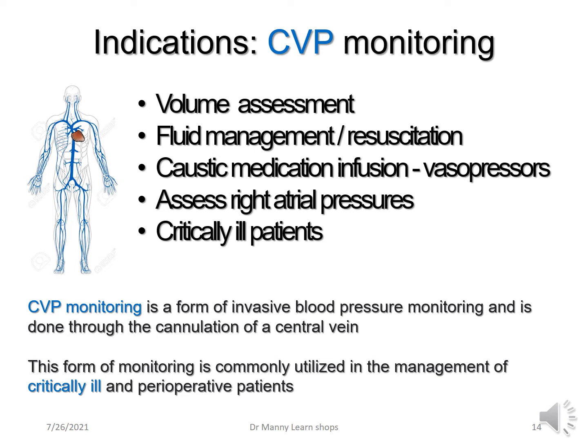So, central venous pressure is then a form of invasive blood pressure monitoring and is done through the cannulation of a central vein like the superior vena cava, jugular vein, which we'll be discussing shortly. This form of monitoring is commonly utilised in the management of critically ill and perioperative patients.